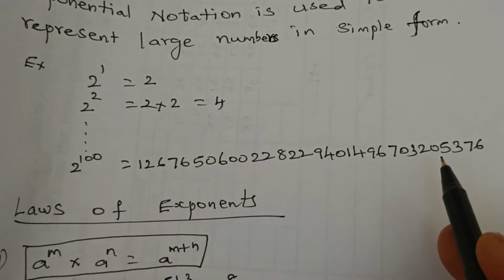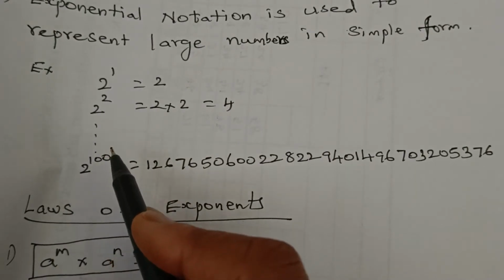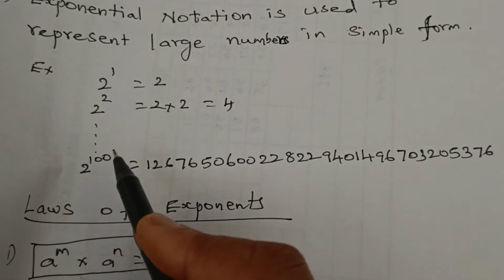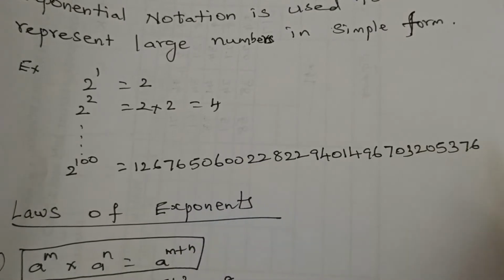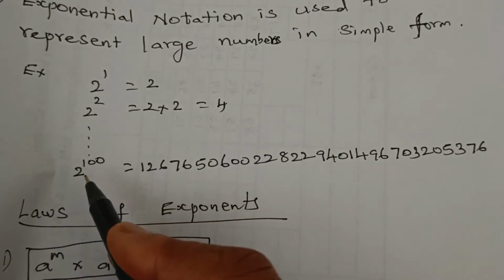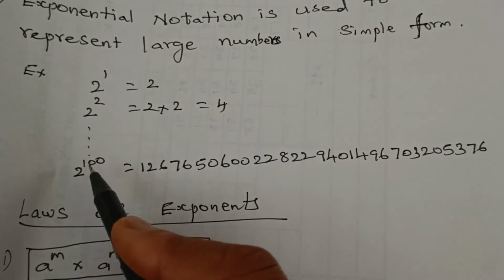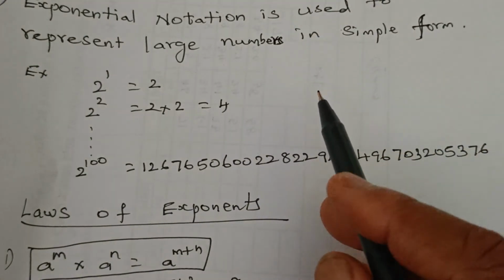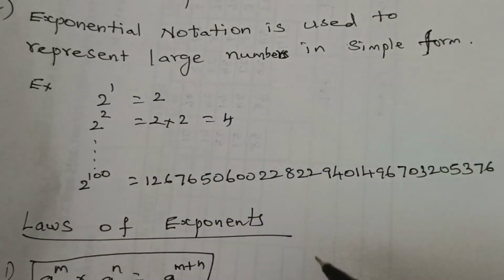It is so difficult. But when you put it in exponential form, it is nothing but 2 to the power 100. See, so simple it is to write and to read 2 power 100. Can you see, children? Which is easier, reading this number or reading this number? Yes, it is obvious. Reading and writing is easy when you use power notation, 2 to the power 100. So the basic use of the power notation is to represent large numbers in simple form.